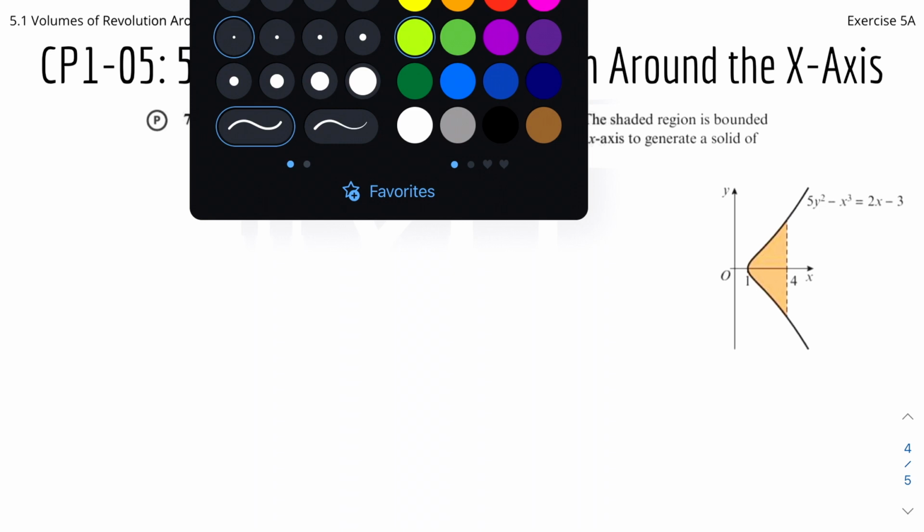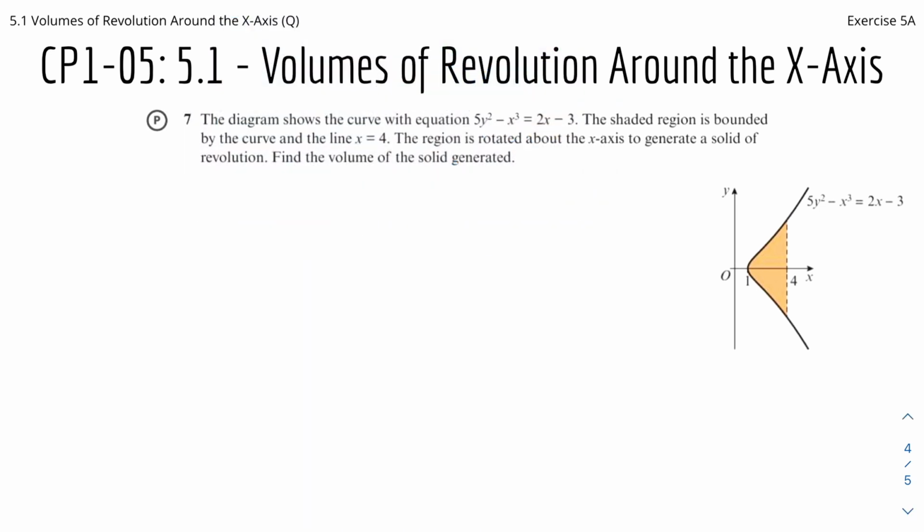And moving on, we have the diagram shows a curve with equation 5y squared minus x cubed equals 2x minus 3. The shaded region is bounded by the curve and the line x equals 4. The region is rotated around the x-axis to generate a solid of revolution. Find the volume of solid generated. And this I will assume it's rotated around 2 pi radians around the x-axis.